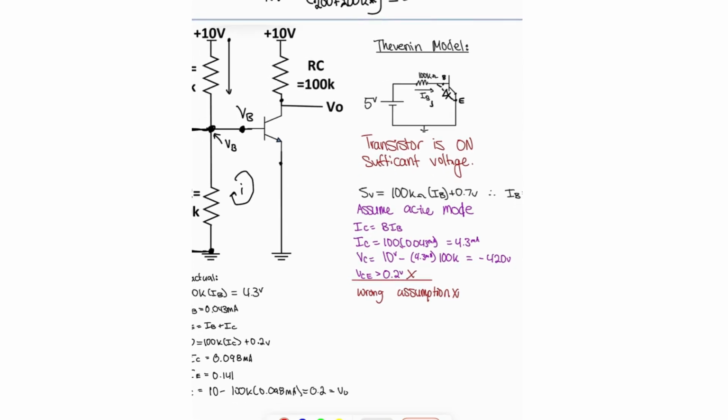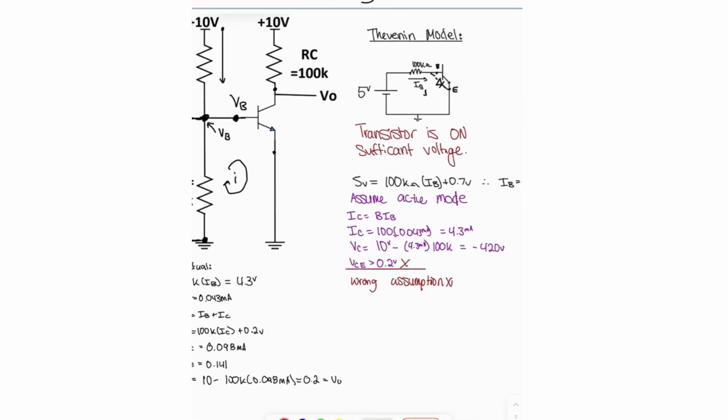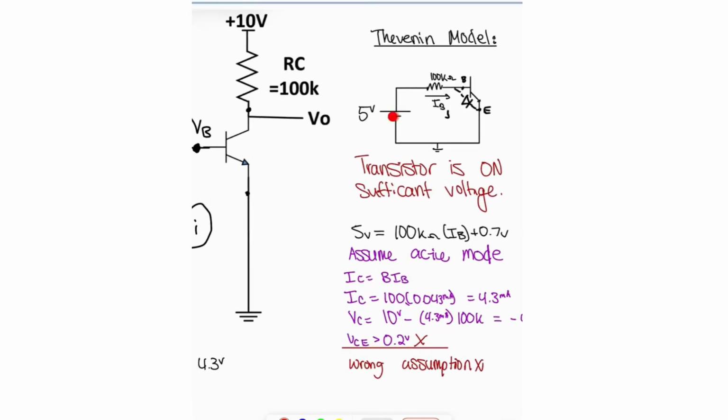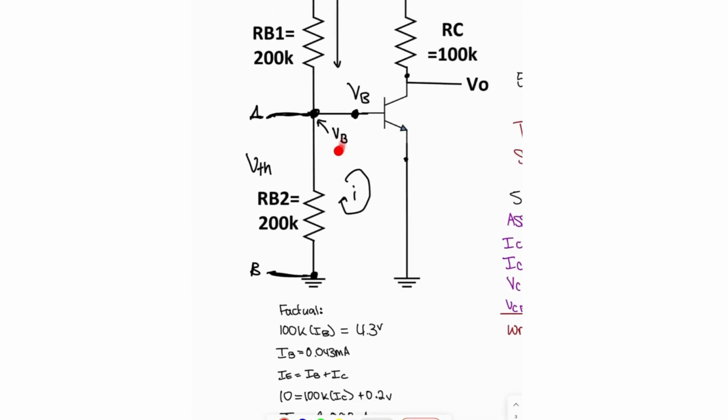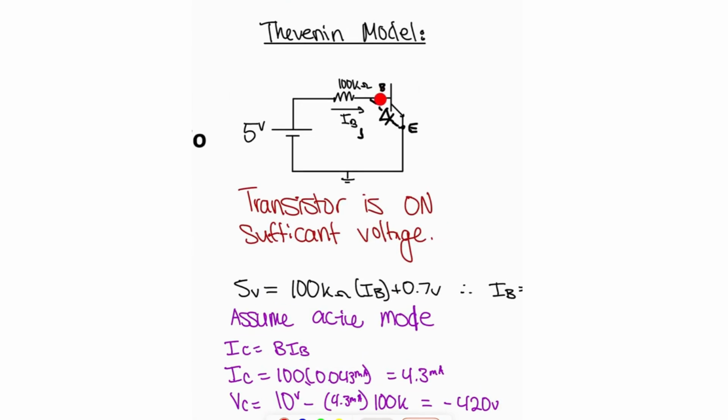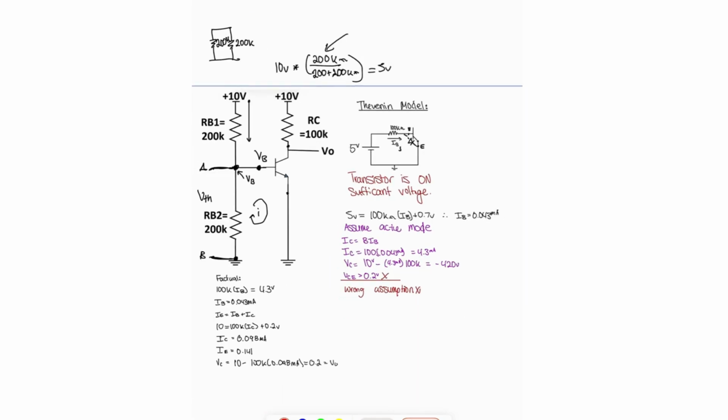So, okay. I think I messed up a little bit on the terminology here. This is going to be 5 volts. This is going to be V Thevenin and not VB. This is VB here, but it's going to be kind of down here, and it's still going to have a resistive value. So we can't actually determine VB. We can't determine VE. We can't determine the voltage at the collector.